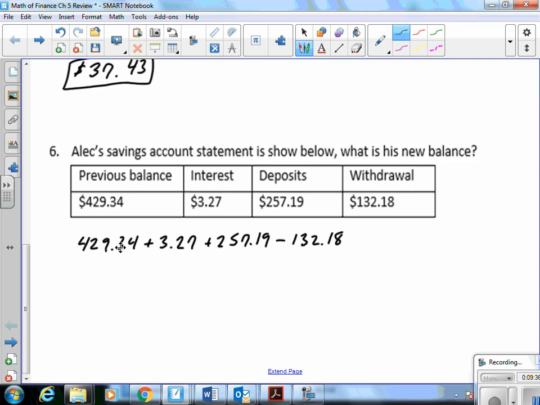And so 429.34 plus 3.27 plus 257.19, it's going to be 689.80, and we're subtracting 132.18 from that. It's going to equal 557.62.